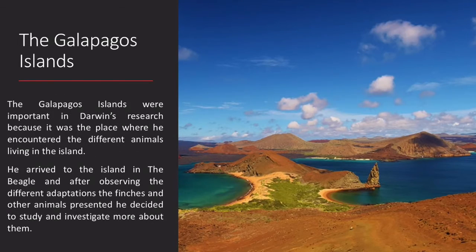Talking about the places that Darwin visited, we have the Galapagos Islands. The Galapagos Islands were important in Darwin's research because it was the place where he encountered the different animals living on the island. He arrived at the island in the Beagle, and after observing the different adaptations the finches and other animals presented, he decided to study and investigate more about them.